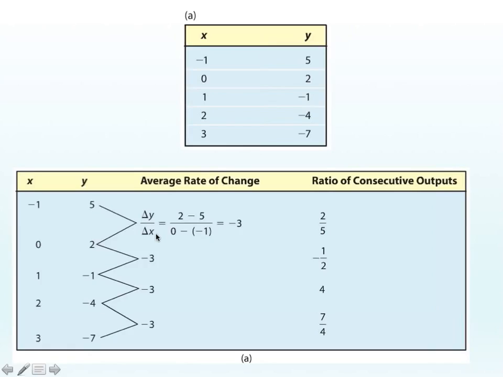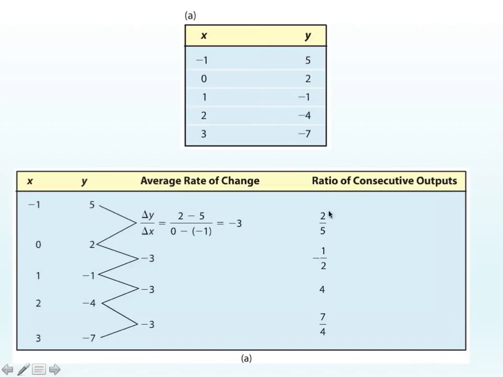I'm not going to spend a ton of time on this because hopefully you know how to find slope right now, because you've done it a bunch of times. You're going to have 2 minus 5 over 0 minus -1, which should give you -3. And then you're going to do the same thing the whole way down. -1 minus 2 over 1 minus 0 gives you -3, -3, and -3. Now, since these are all the same, this means that you have a linear function.